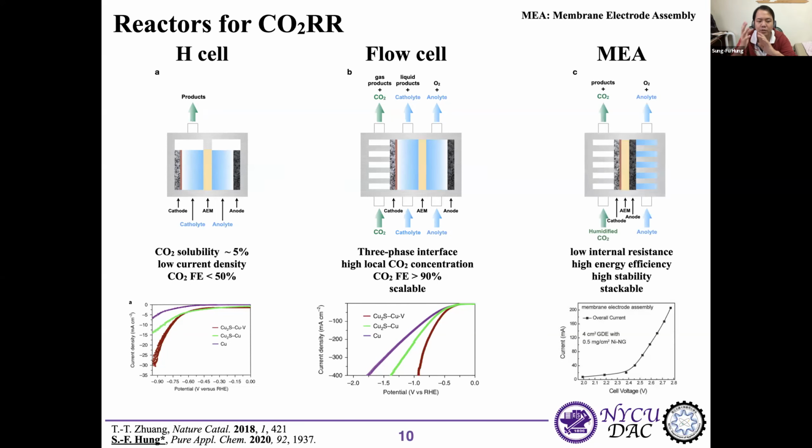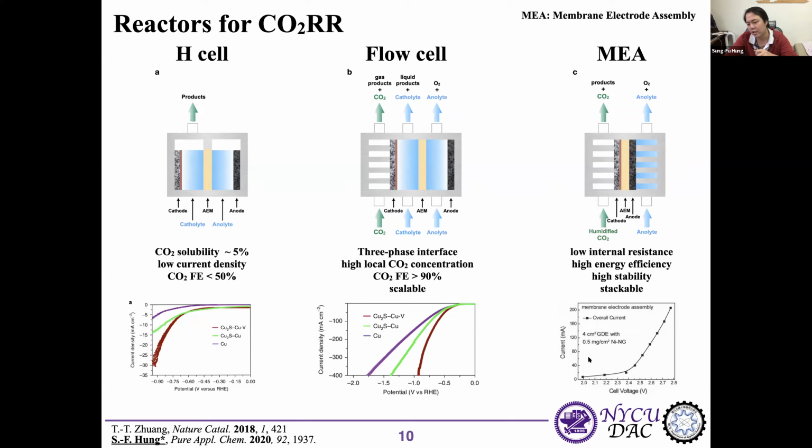Okay, so the other potential reactor is the membrane electrode assembly, also called the MEA reactor. So the MEA shows a low internal resistance because there is no electrolyte in the cathodic chamber here. And so the flow cell, the middle one, and the MEA system are good reactors for carbon dioxide reduction reactions.